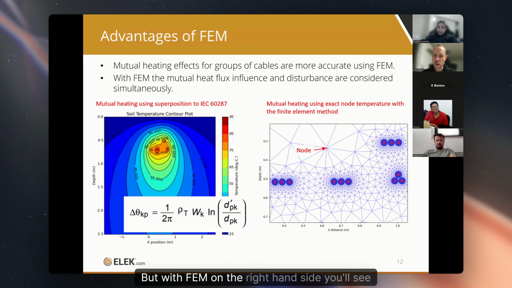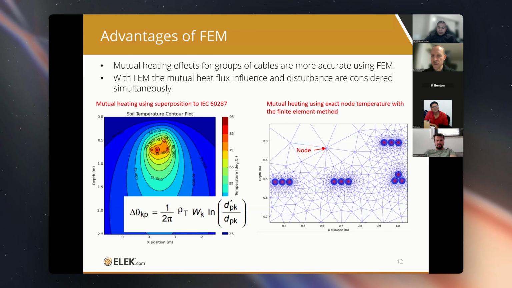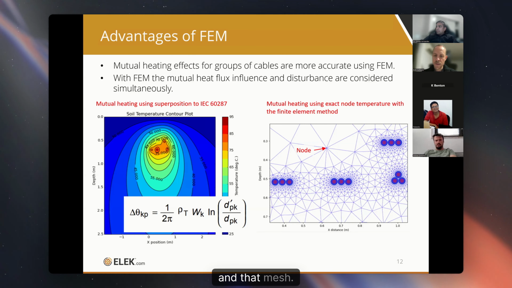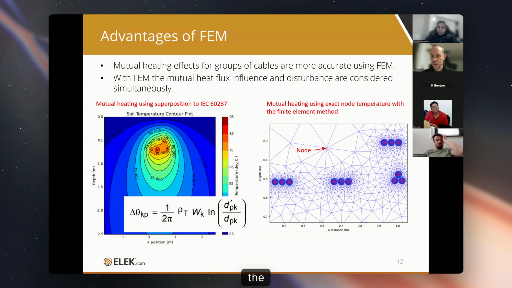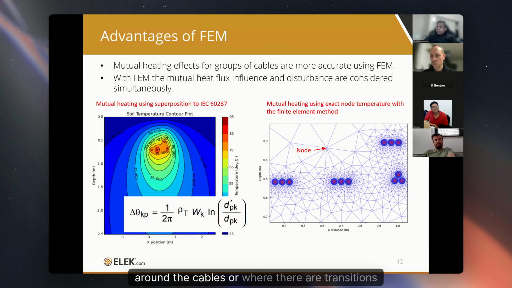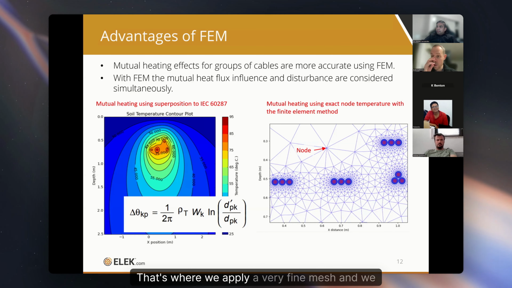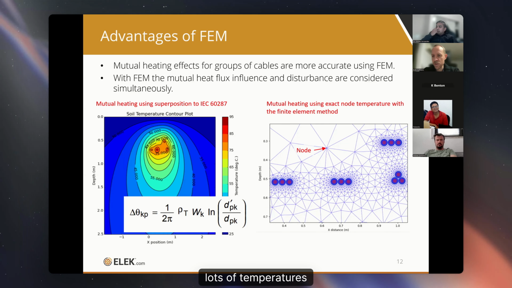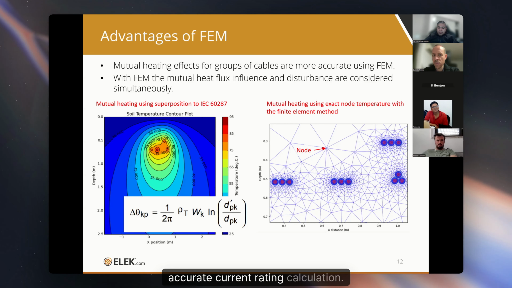But with FEM, on the right-hand side, you'll see this typical mesh plot. At every single node of that mesh, we calculate the temperature, and the fineness of the mesh is more intense around the cables, or where there are transitions between different materials. That's where we apply a very fine mesh, and we calculate lots of temperatures to give an accurate profile and ultimately an accurate current rating calculation.